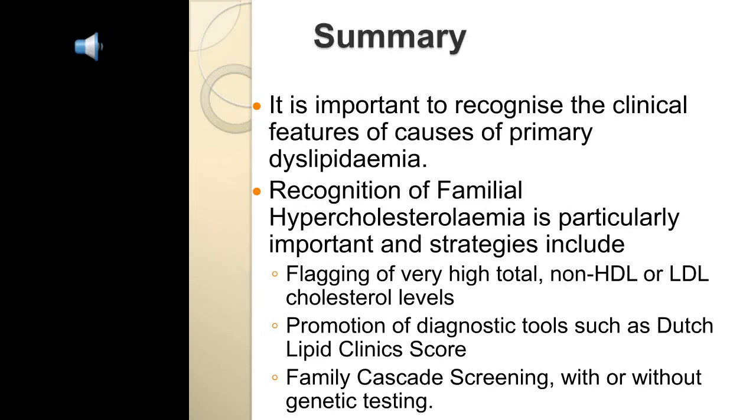It's important to recognise clinical features that identify causes of primary dyslipidemia. Recognising the features of familial hypercholesterolemia is particularly important, and therefore we should think about flagging very high levels of total, or more particularly non-HDL or LDL cholesterol levels, directing people towards diagnostic tools such as the Dutch Lipid Clinic score, and pursuing strategies such as family cascade screening with or without genetic testing.